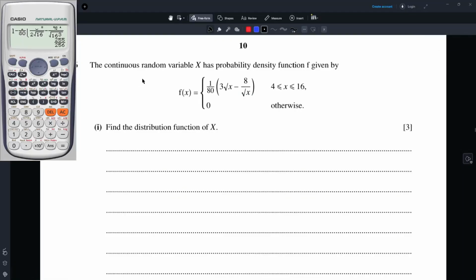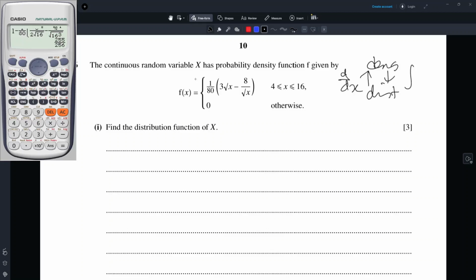Let's take a look at this question now. The continuous random variable x has probability density function f given by this. Find the distribution function. Distribution function means that we're actually finding the cumulative distribution function, which means that in order to find it, I have to integrate f of x. So if I want to go from density to distribution, I do integration, and backwards I have to do differentiation.